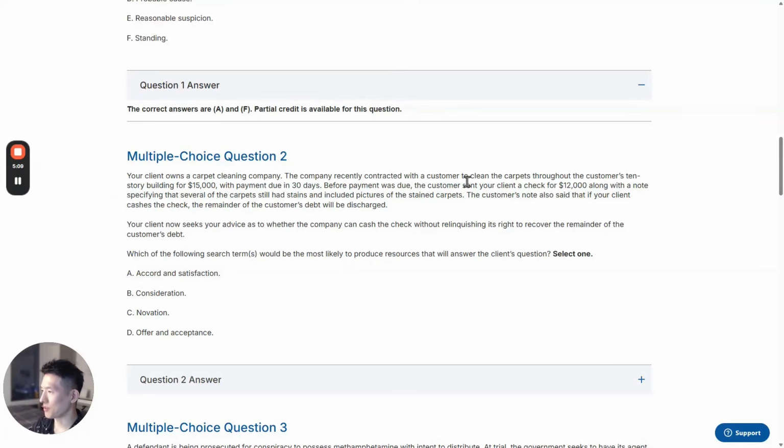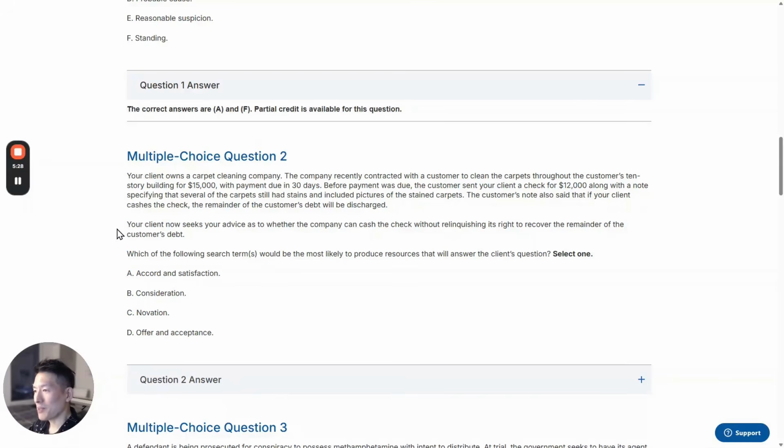The customer sent your client a check for $12, along with a note saying that some of the carpets still had stains. The customer's note also said that if your client cashes the check, the remainder of the debt will be discharged. Wow, this guy's pretty needy.